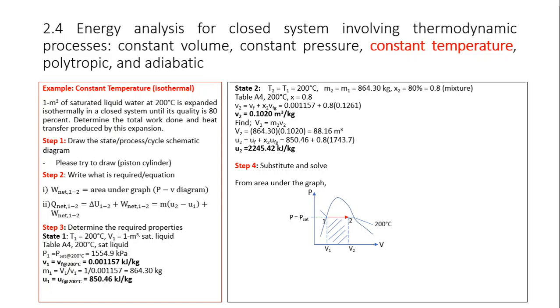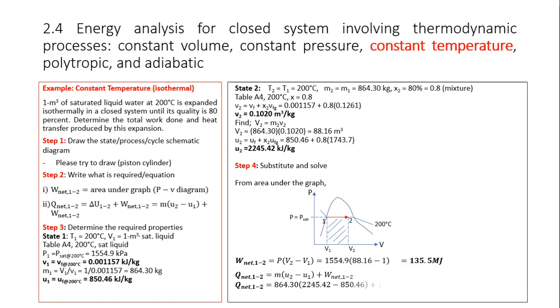So, as you can see, from the PV diagram, the equation for the area under the graph is basically the equation to calculate the area of a square. So, the equation is as follows, and by substituting the required values, we can solve for the amount of boundary work. For the amount of heat transfer, substitute and solve by using the first law energy equation.